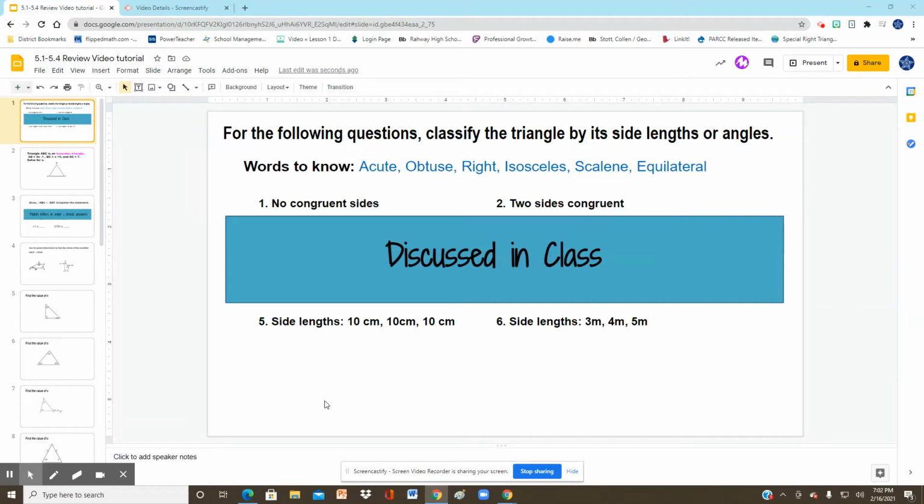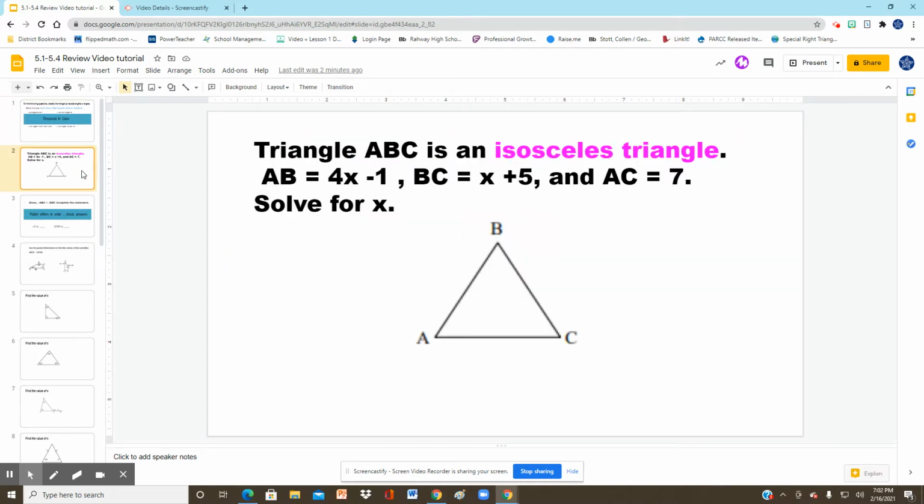All right, so we're going to go over the Go Formative from yesterday. I'm not going to go over certain questions, so if you still do have questions, please let me know. For number 1 through 6, just make sure you know your vocabulary. Let's go on to number 7.